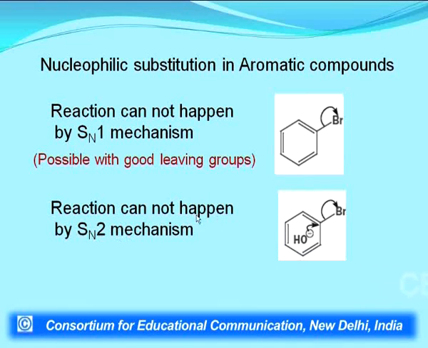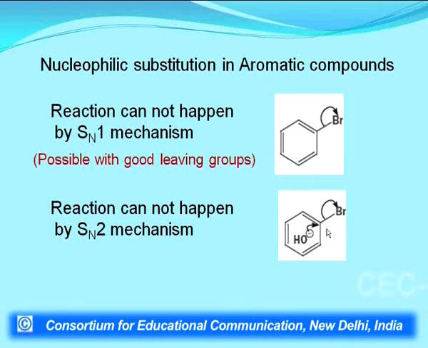Then the reaction cannot happen by SN2 mechanism. Now, as I said, SN2 mechanism requires the simultaneous attack of the nucleophile and loss of the leaving group, that is halogen, and this nucleophile must attack from the back side. Now, on the back side we find that there is a pi electron cloud. So, the attack of this nucleophile, that is hydroxide ion as shown here in this example, is not easy because it is repelled by the pi electron cloud of the benzene ring.